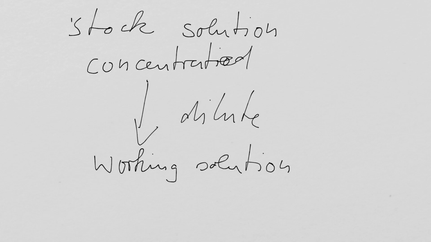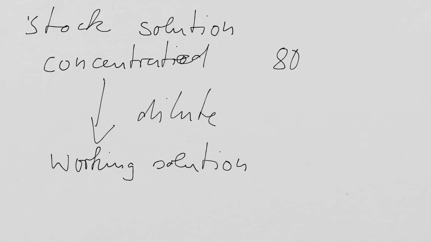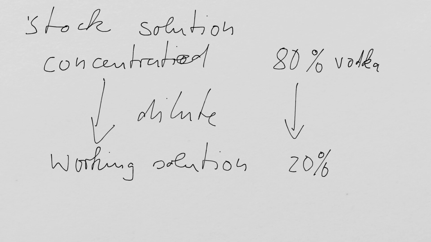So, for example, you have 80% proof vodka. That is your stock concentration. And you want a 20% working concentration because 80% knocks you out. Yeah? So what you need to do is you have to dilute it. Very clearly.